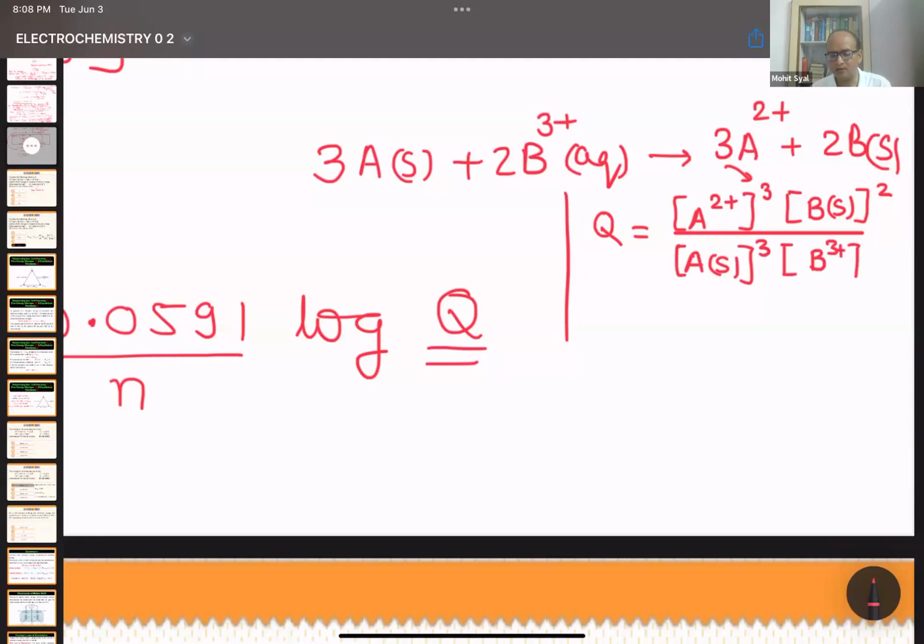B plus whole to the power 2. Now I told you in the last class, for pure solids and pure liquids, the concentration does not change. Suppose I take a zinc rod. For zinc solid the concentration will not change, because it is not in the form of ions dissolved in the water or solution. It is that solid zinc rod, so its concentration is fixed. So for pure solids and pure liquids, the concentration is taken to be 1. Is it clear? So this I will remove. I will put 1 in place of this, because this is a pure solid.